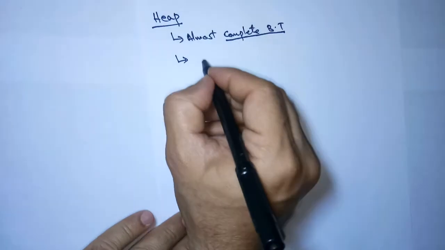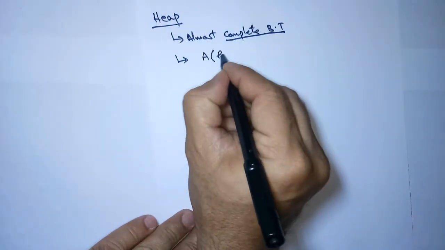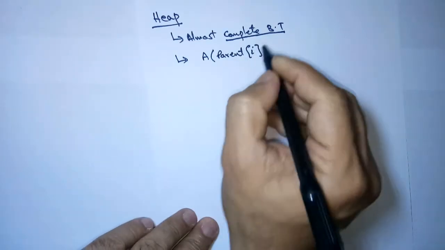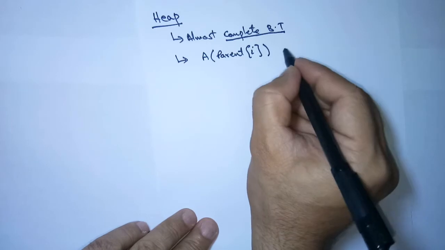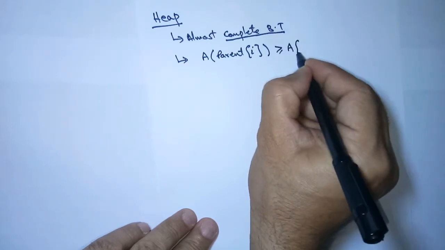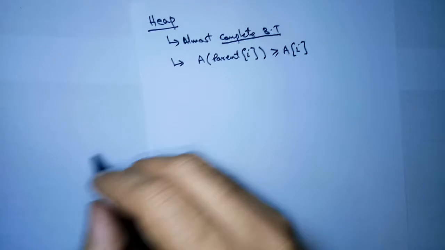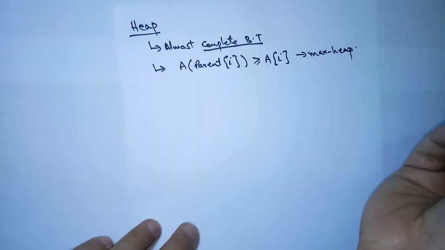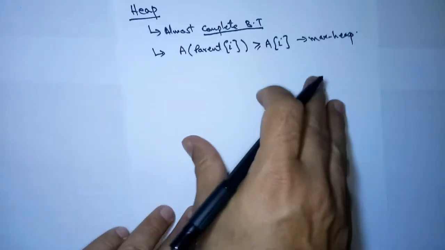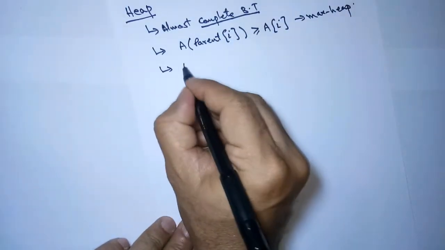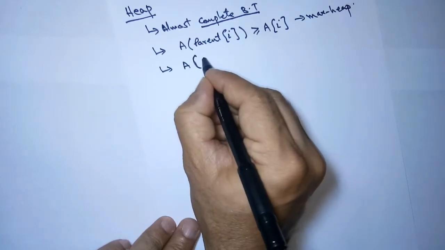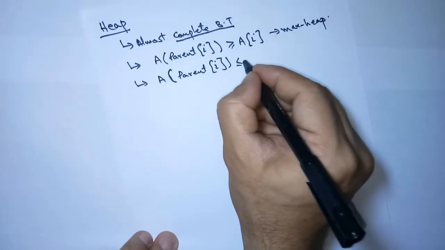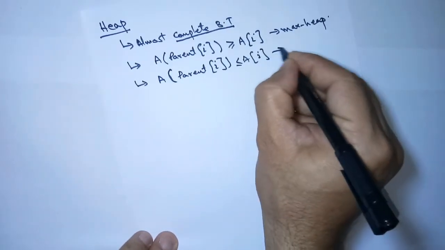says that whatever is the value of the parent at every node, it should be greater than or equal to the current value if I am talking about the max heap. Okay, what does this mean? I will just explain, just hold on. And the value at the parent of i will be smaller than or equal to array of i if it is a min heap.